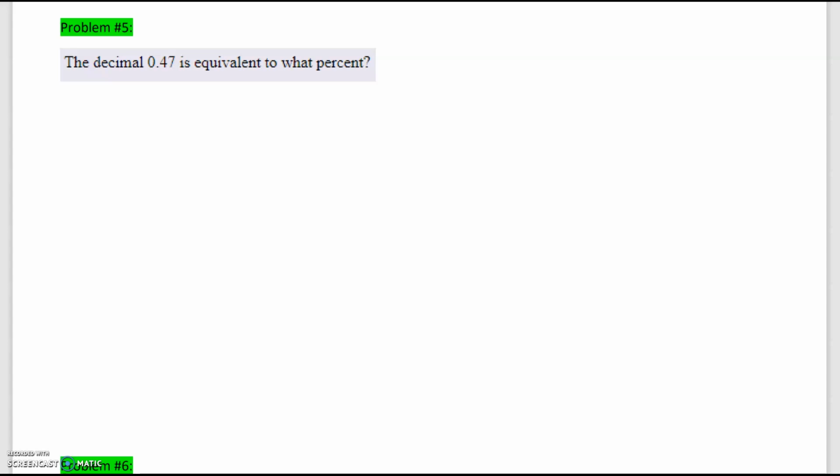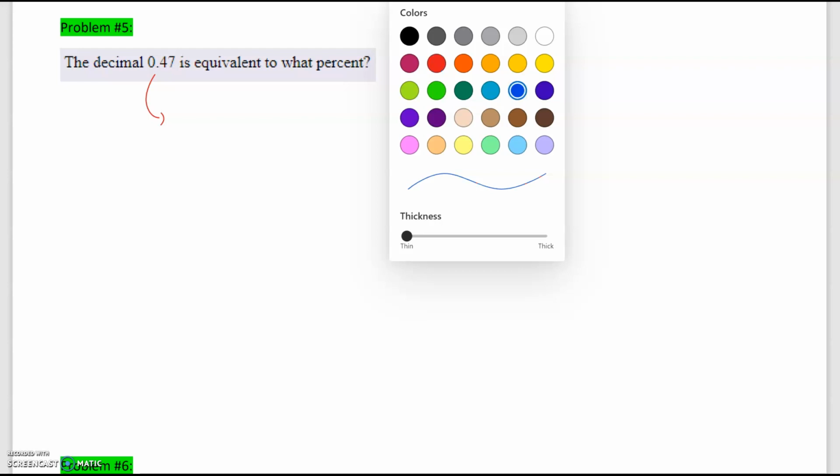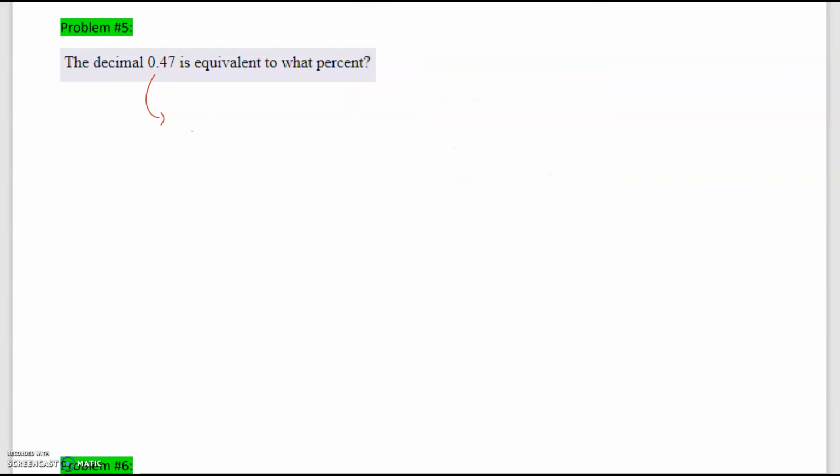Hi class, let's take a look at example 5. Now, they want the decimal and they also want us to express it as a percent. So some of these will require some work. So technically if you have 0.47 and if you want to express it as a percent, you have to put it as parts per 100.